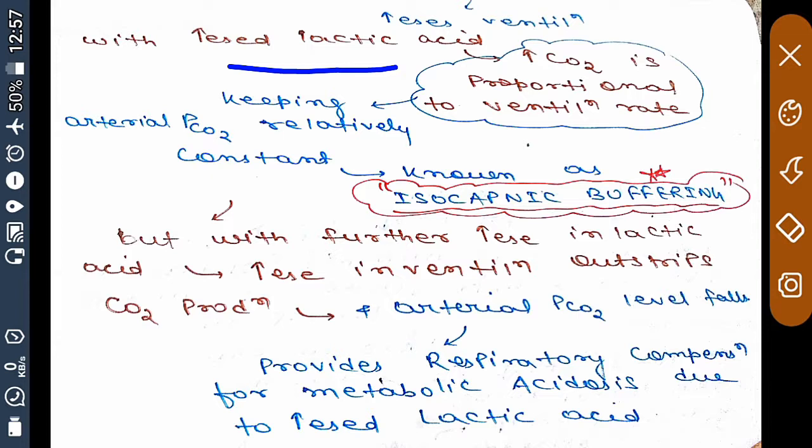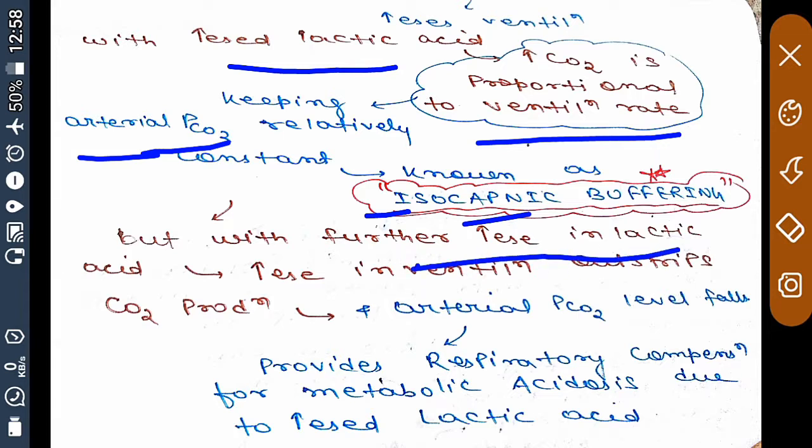With increased lactic acid comes increased CO2, and the increased amount of CO2 is directly proportional to your ventilation rate, basically keeping the arterial PCO2 level relatively constant. But as the exercise becomes more vigorous, more lactic acid is formed, and the amount of CO2 formation and your ventilation rate get mismatched, with ventilation increasing more than CO2 formation. But before that, CO2 formation is proportional to your ventilation rate, and because of this your arterial PCO2 remains constant, and this is known as isocapnic buffering.